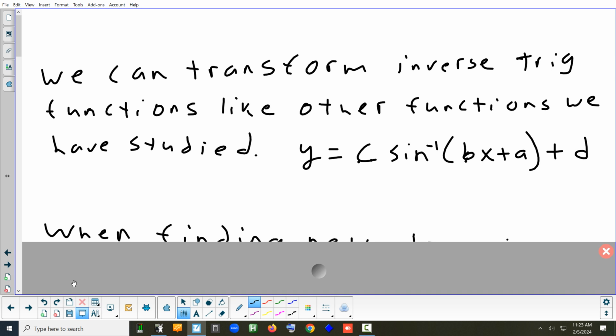So they all will do something. But which two would affect the domain? A and B. Domain is measuring the horizontal. A and B are the horizontals. C and D would affect the vertical.